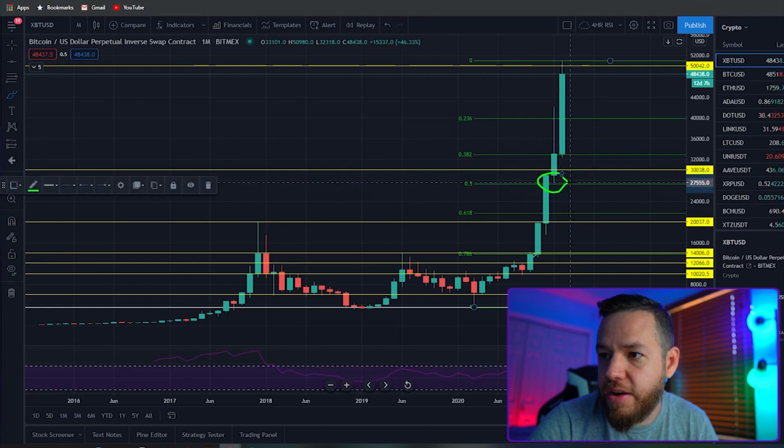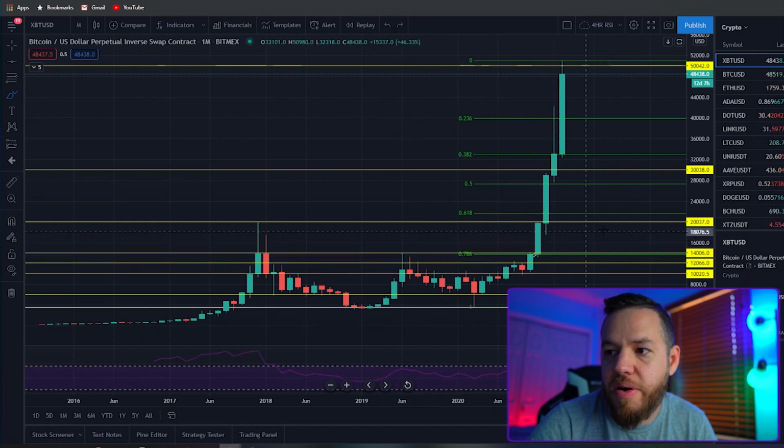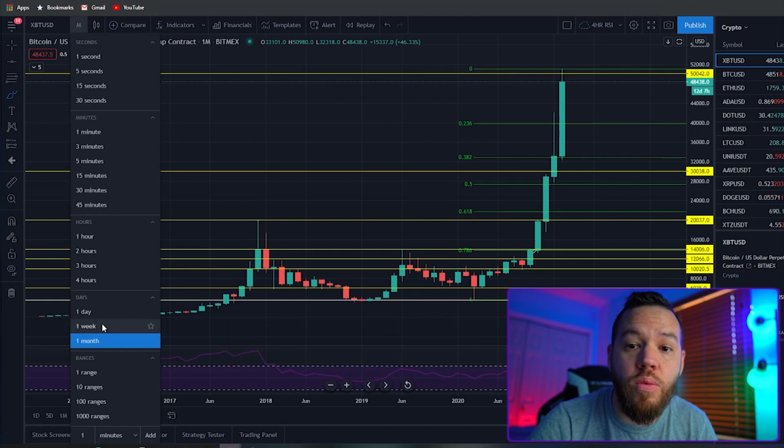You can see here, it looks like this played as a support there. And you can see here, this one's actually in line with this other resistance that we spoke about. So now we're ready to go on to our weekly time frame.